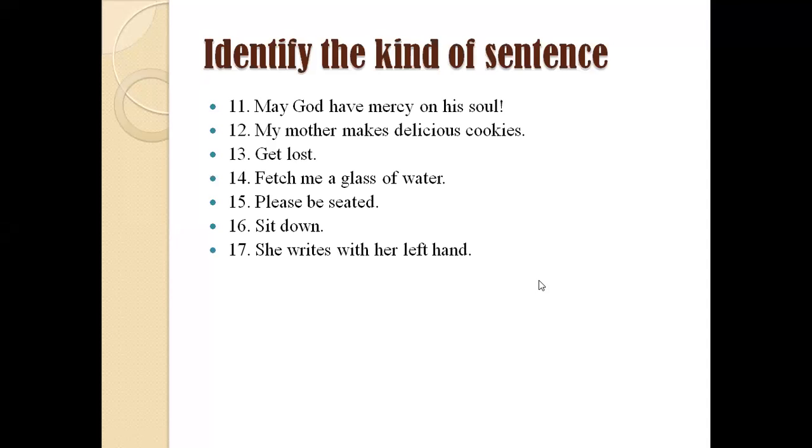Okay, next. She writes with her left hand. Yes, good. It is an assertive sentence. Next.